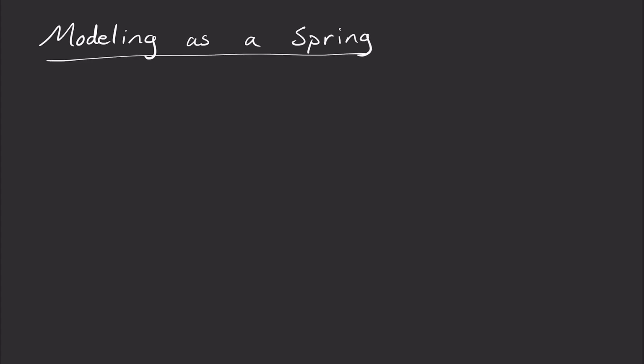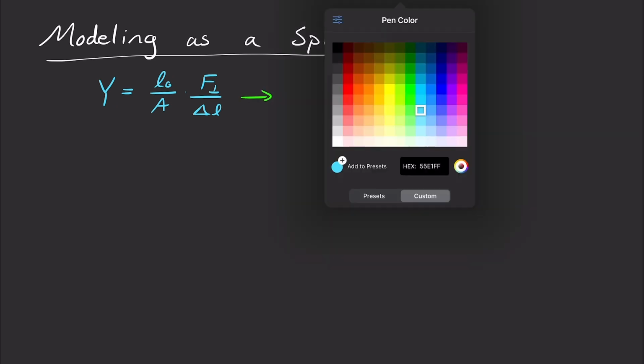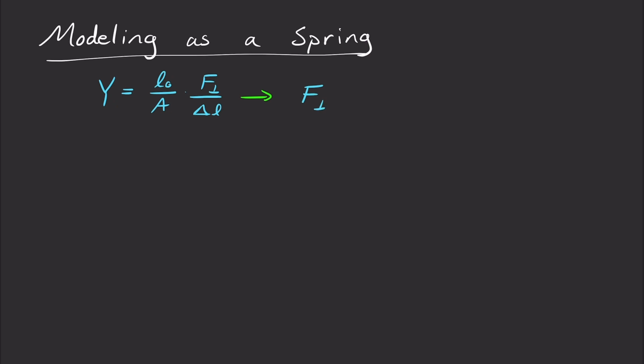And so you can kind of model it as a spring. If we look at Young's modulus, we have L naught over A times the force over delta L. And so what we can do is rewrite this in terms of the force, and we get the force is equal to Young's modulus times the cross-sectional area divided by L naught, the undeformed length, times delta L. And so what this looks like is F equals K times the displacement.